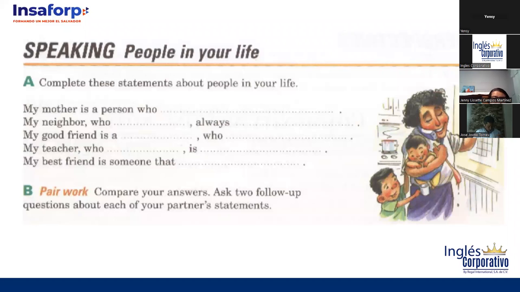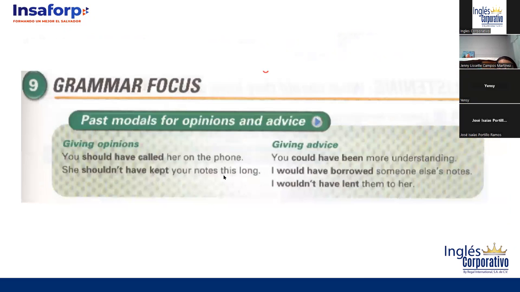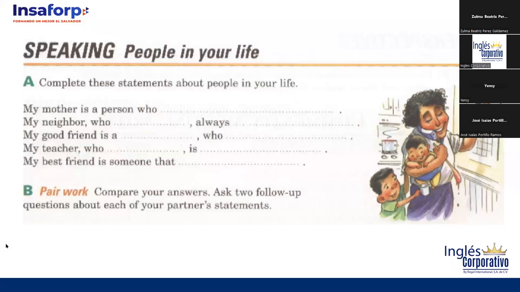And what about the last one? I would like to listen to an example with the last one. My best friend. Anyone? Go ahead. My best friend is someone that never drinks a beer. Okay, my best friend is someone that never drinks beer. Okay, thank you so much. That's correct. Okay, excellent. Tell me, Zulma. First Zulma, and then I think it's Jose, right? Okay, so Zulma.